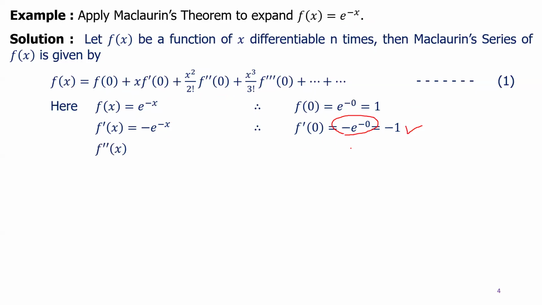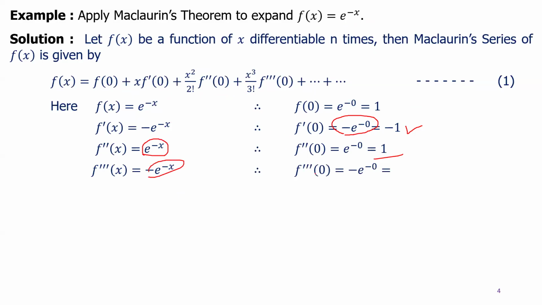If we again differentiate, the double derivative, then minus minus will become plus e to the power minus x, and its value is 1. If we differentiate 3 times, again we get minus e to the power minus x, and its value is again minus 1. So just look here, we are getting plus 1, minus 1, plus 1, minus 1, plus 1, minus 1. So alternately plus and minus 1 will come.